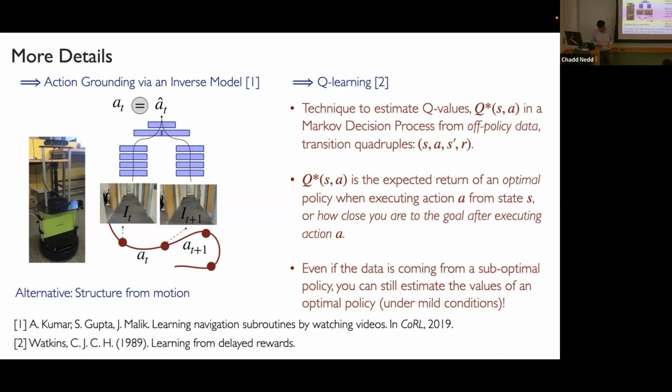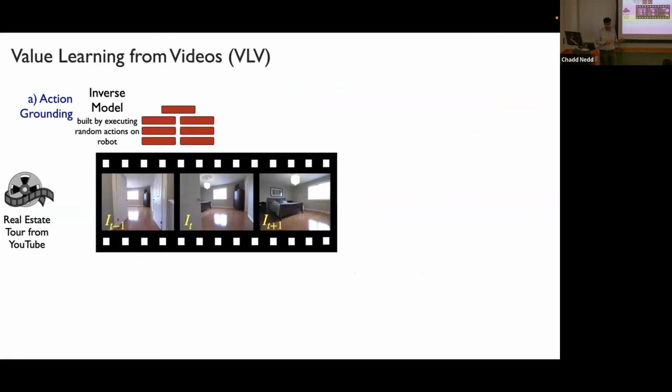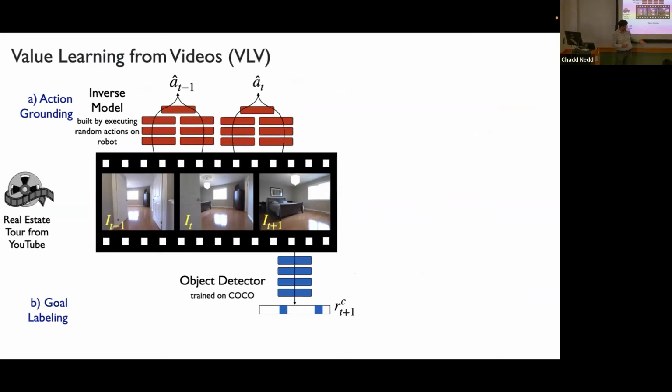This is called VLV, value learning from videos. I have videos, I_t, I_{t+1}, and so forth. I'm going to do action grounding like before. I'm going to run this inverse model and label it with actions. And I'm also going to do goal labeling. Here, I'm just going to run an object detector, trained on internet data, on the Google dataset, and I'm going to get what objects are visible in this image.